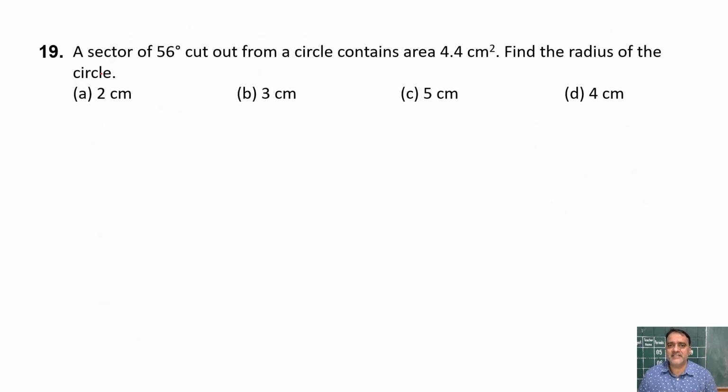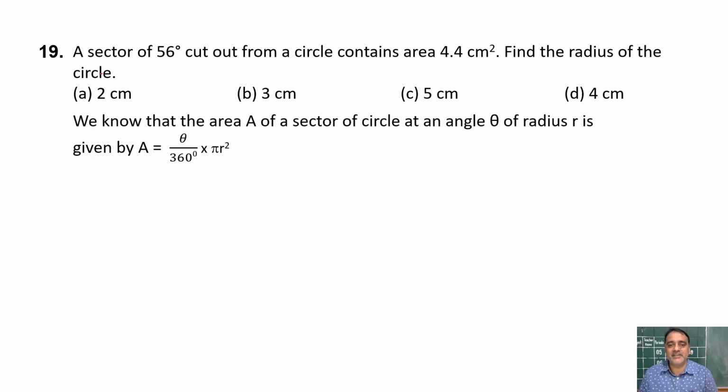A sector of 56 degree cut out from a circle contains area 4.4 centimeter square. Find the radius of the circle. That means area of sector is given 4.4 centimeter square and theta is given. So we need to find the radius. So what is the formula of area of sector? Theta upon 360 into pi r square. And this is given 4.4. And the value of theta is given 56 and the value of pi is 22 by 7. Substitute the values.